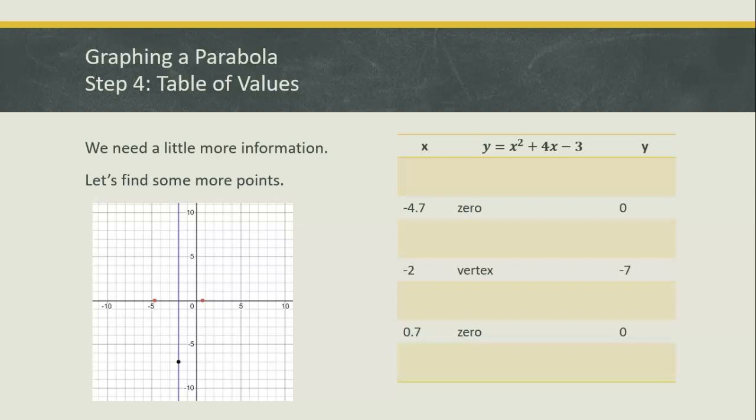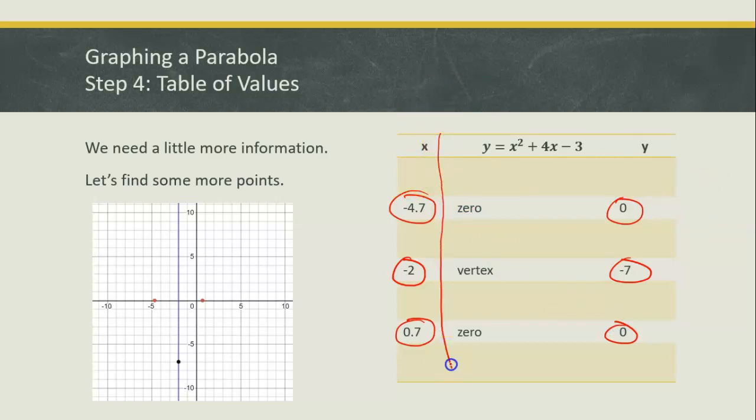What we can do is get a little bit more information. We can substitute some numbers in on either side of the line of symmetry. So here's our vertex, negative 2 comma negative 7. Here is our 0, negative 4.7 comma 0, and 0.7 comma 0. What I've done is create a table. So if you're going to draw this on your own, you would have 3 columns. Sorry, it's hard for me to make straight lines on this. And you would be substituting in those numbers into that.